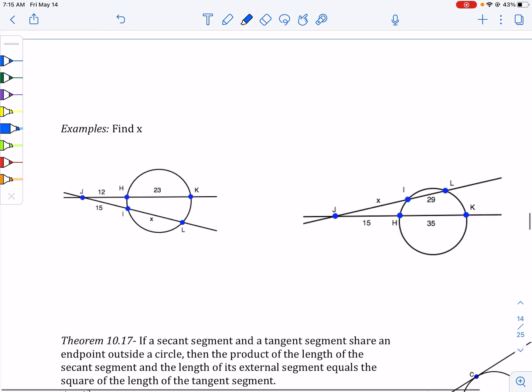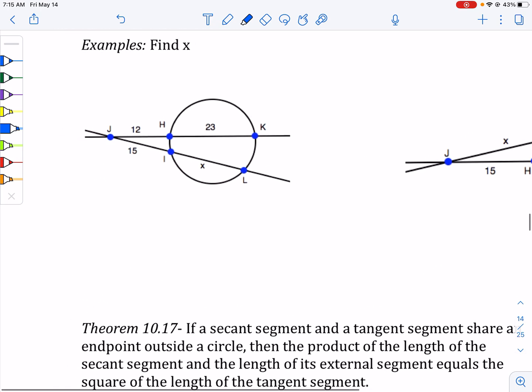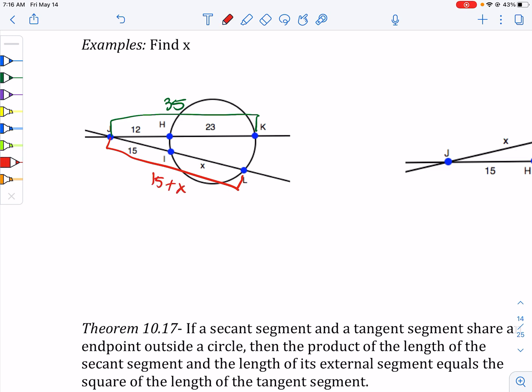Okay. So if we have this picture here and we're trying to find out what our x value is, we first need to make sure that we remember we're doing this whole part here. So we're going to use our segment addition postulate, so part plus part equals the whole. So here we can do the 12 plus the 23, which gives us 35. And then when we're looking at this whole thing here, this would be the 15 plus x, or x plus 15, either way is fine.